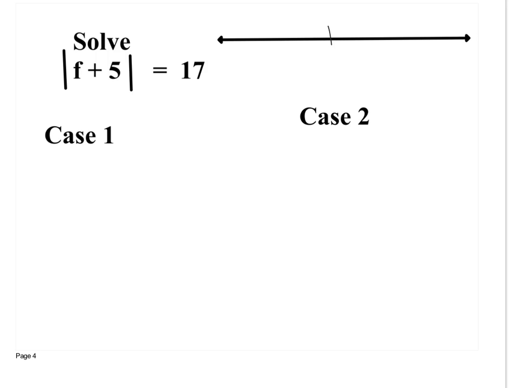So we do case 1. Case 1 is where f is positive, right? So I just rewrite what's in there. F plus 5 is equal to 17. How do I solve this? How do I figure out what f is? 17 minus 5. Okay, I get rid of what's being done to f. What's being done to f? Right now I'm adding 5, right? So I subtract 5. I do the opposite. What is f?